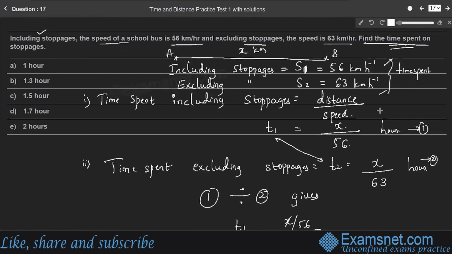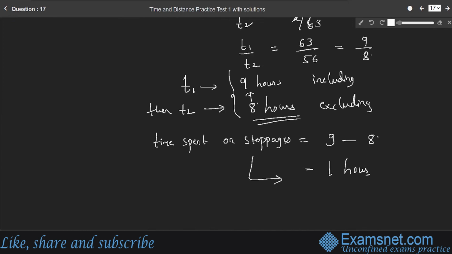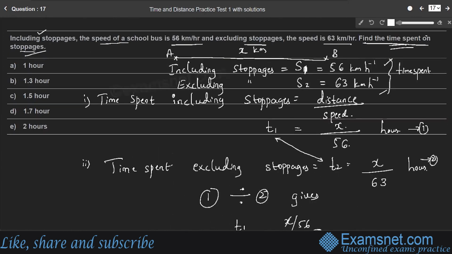Therefore, the question is to find time spent on stoppages. That means this difference in time. The extra time is spent on stoppages. Therefore, time spent on stoppages is equal to, including stoppages it was 9 hours minus excluding stoppages it was only 8 hours. So 1 hour of time was spent on stoppages. Hence, option A is the right answer.